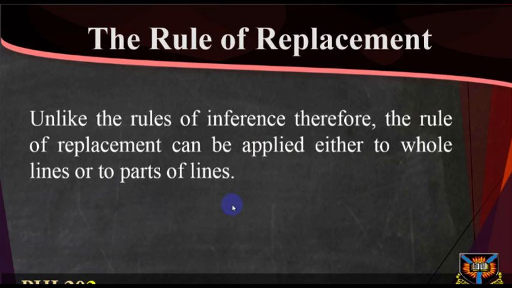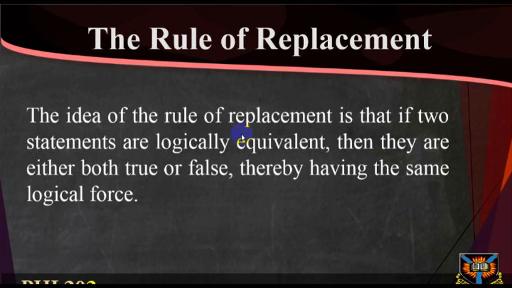The idea of the rule of replacement is that if two statements are logically equivalent, then they are either both true or both false, thereby having the same logical force. The rule of replacement therefore authorizes specified logically equivalent expressions to replace each other wherever they occur, even where they do not constitute whole lines of a proof. Below are the logical equivalences that make up the rule of replacement.